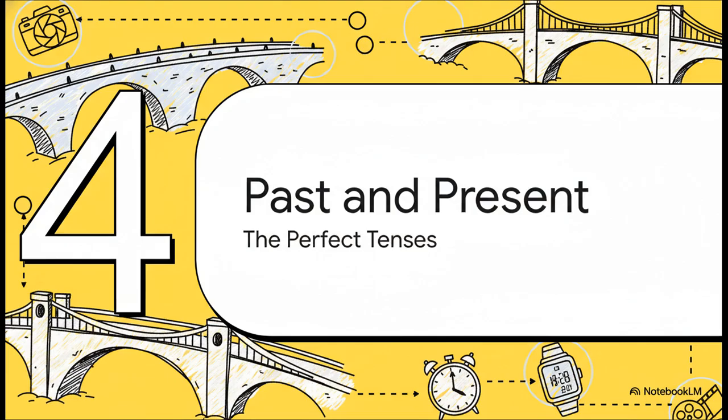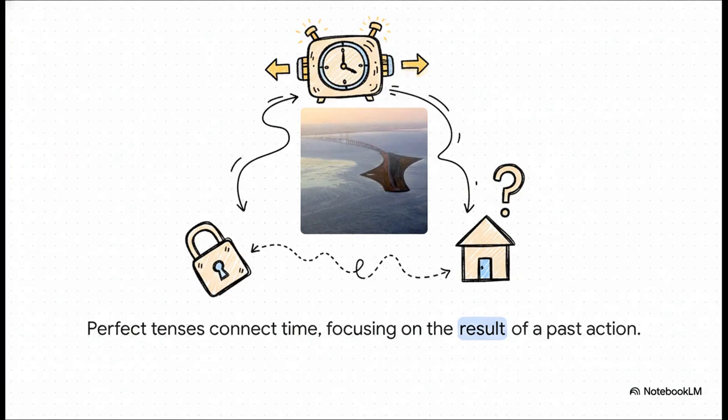And this is where things get really cool, the perfect tenses. These are all about building bridges through time. The perfect aspect is basically your own personal time machine. It connects an action from the past to a later time, which is usually the present. The focus isn't on when it happened, but on the result, or the relevance it has now.